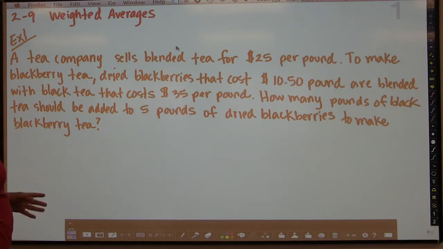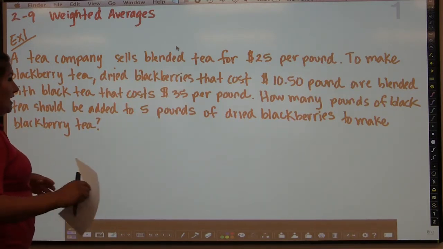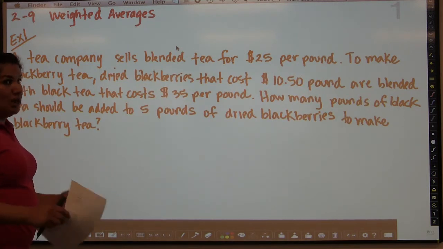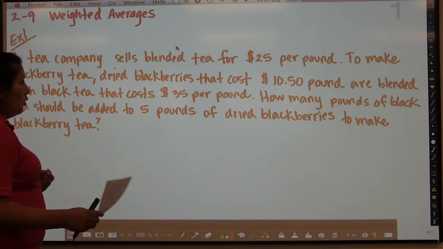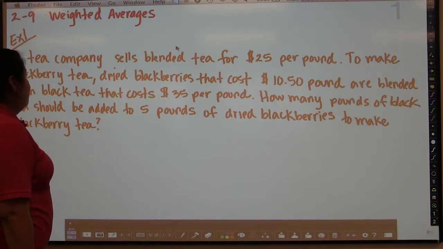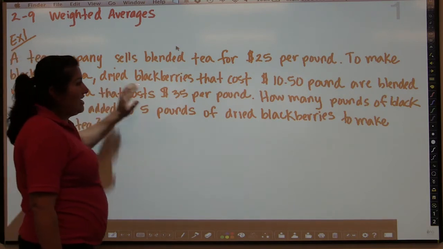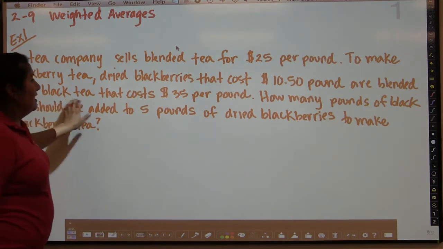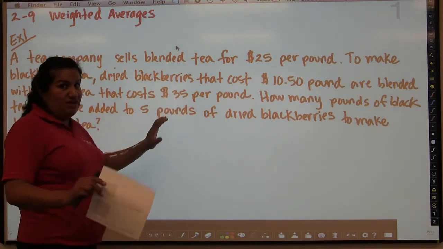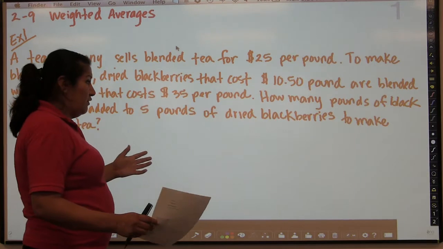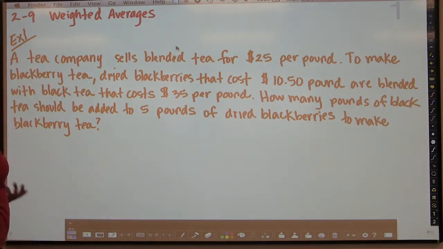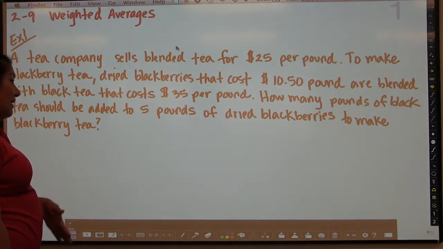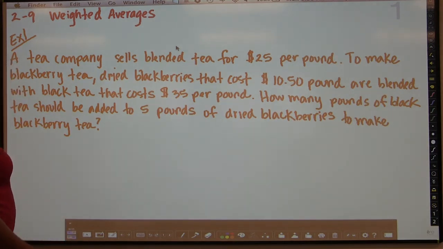So you can already see that in order to make this tea, you have to use two different components. But each component is not weighted equally. And in this case, the weight being the cost. The dried blackberries are $10.50 per pound, while the black tea is $35 per pound. So they have different weights. One is definitely more expensive than the other. How many pounds of black tea should be added to 5 pounds of dried blackberries to make blackberry tea?